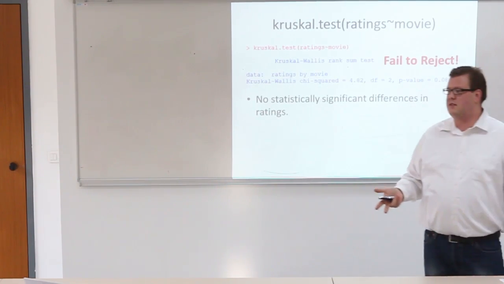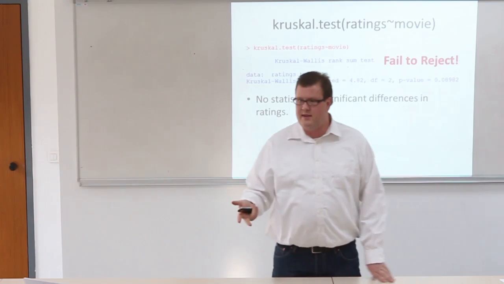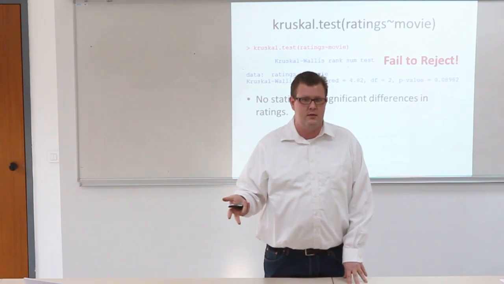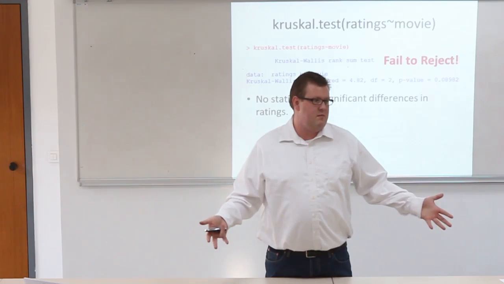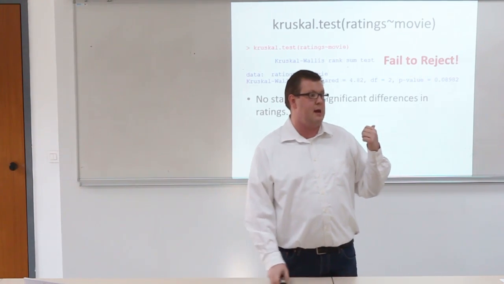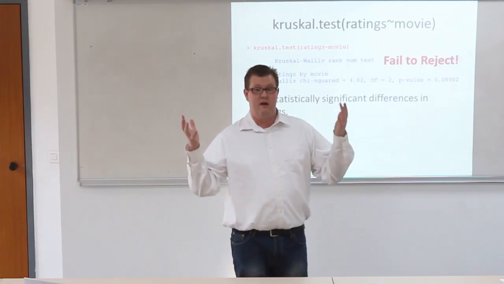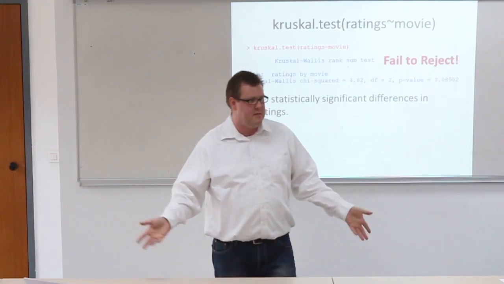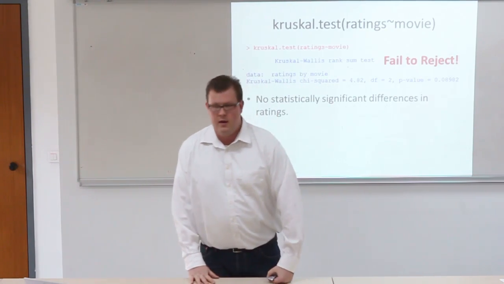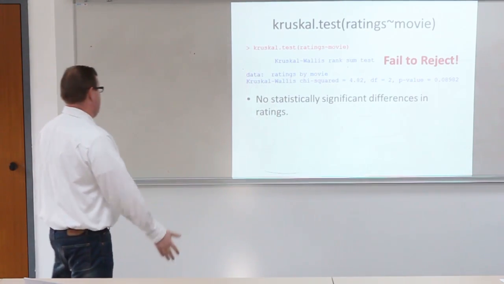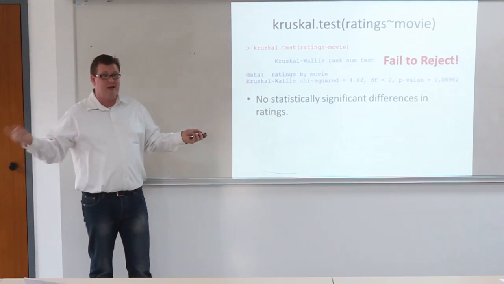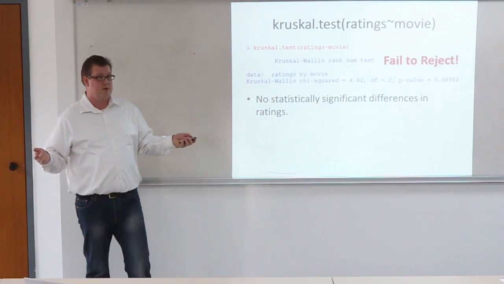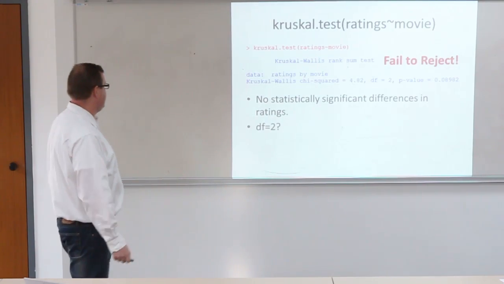What would the null hypothesis be? So with the null hypothesis for the ANOVA, do you guys remember what it was? All of the means are the same. So here we would have the similar type of null hypothesis. All of the medians are the same. Okay, so apparently there's not enough evidence to reject that null hypothesis, right? So we failed to reject that null hypothesis.